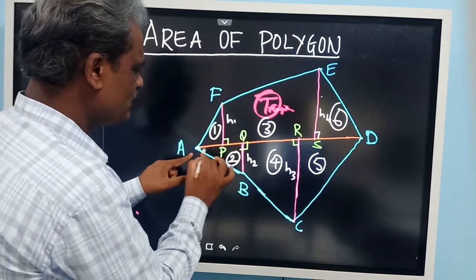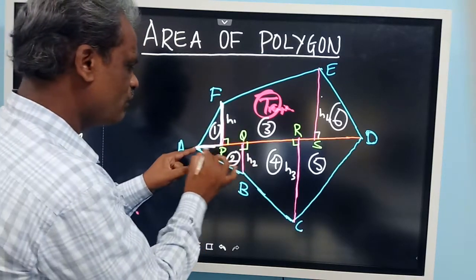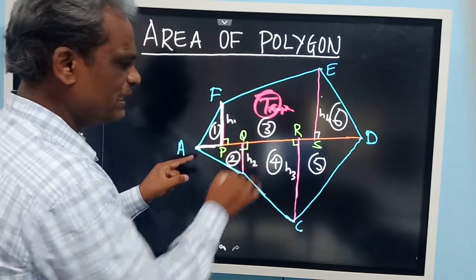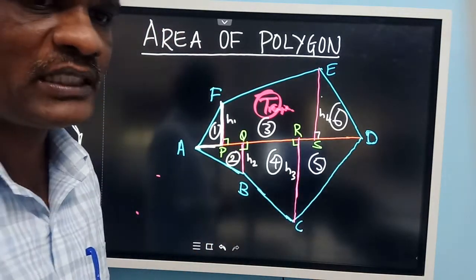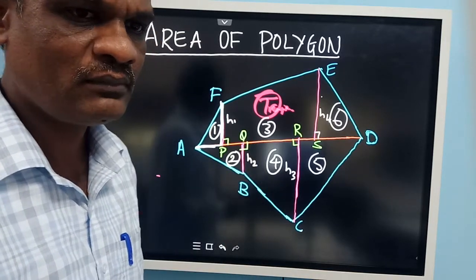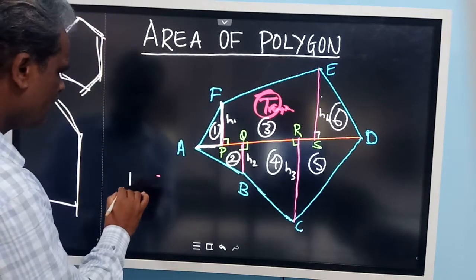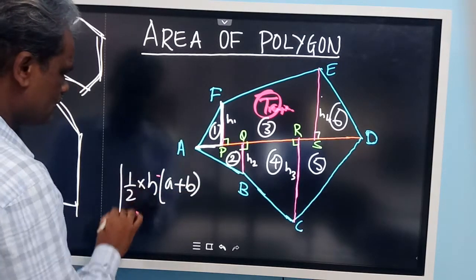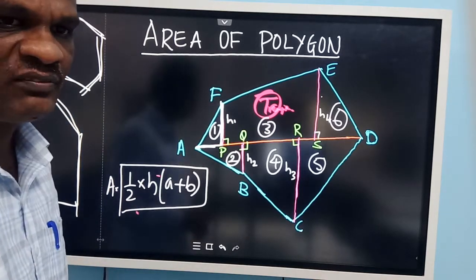So to find out the area of these 6 parts, I should know the length AP, I should know PF, so that half into base into height. Then this length AQ into BQ. Then for this one, what is the formula to find the area of the trapezium? Just now we proved that one. Half into H into A plus B. This is the formula to find the area of trapezium.